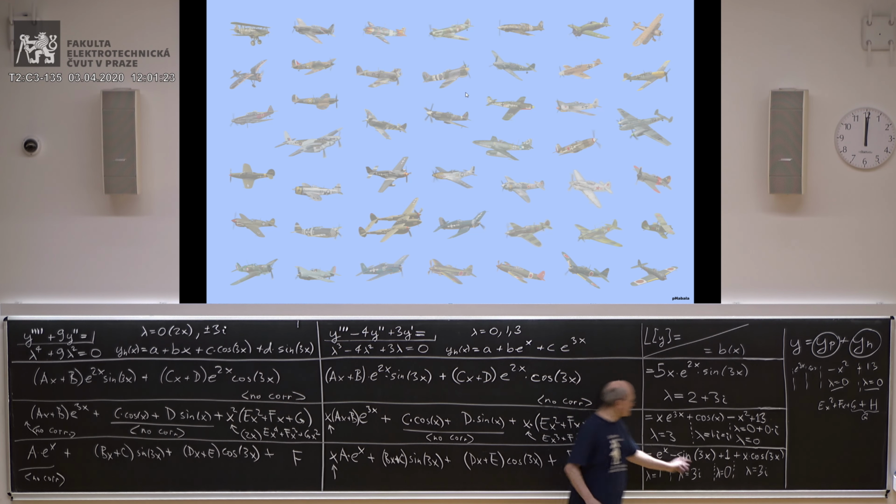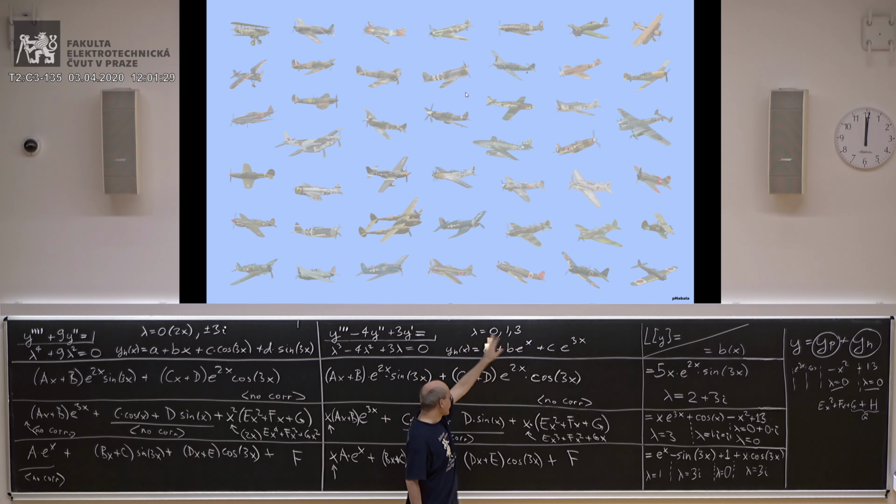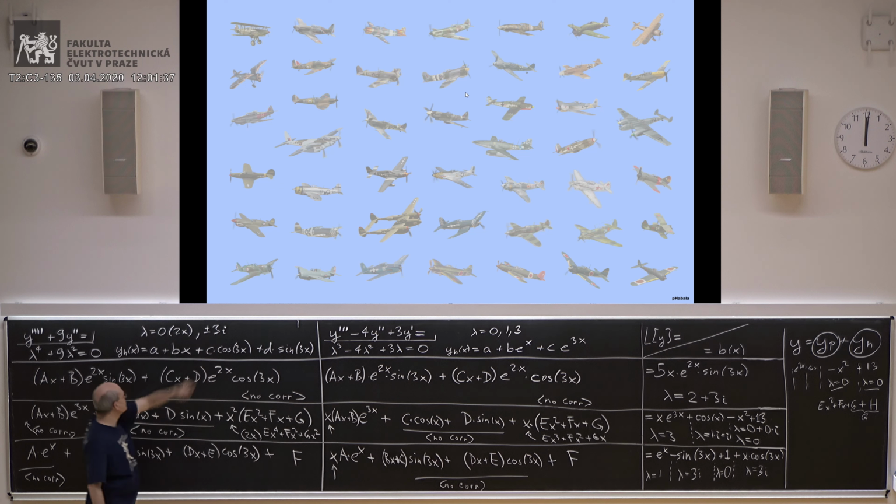Second term and the fourth term, they are united. 3i, do I see 3i here? I see 3, that's not 3i. No correction here. Do I see 3i? Yes, I do. Correction. And I can see sine of 3x here, I can see sine of 3x there. So it's a match of behavior.